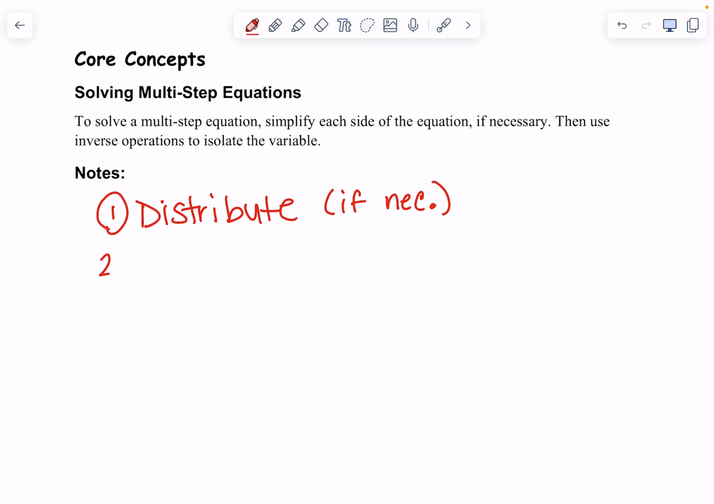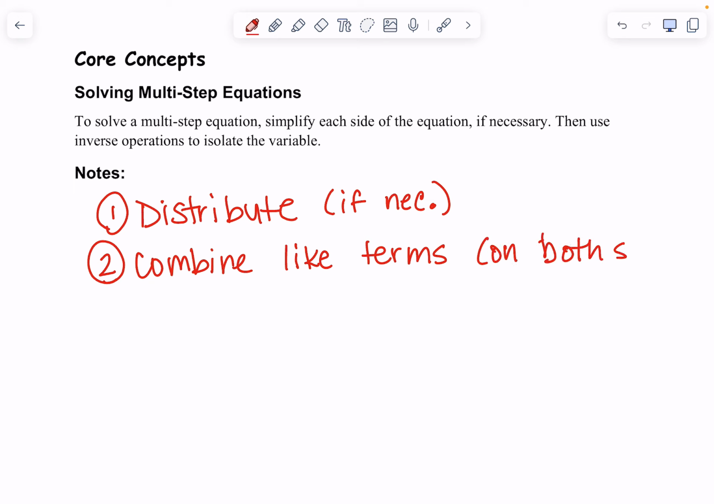It is possible that we need to combine like terms. It might not need to happen, but we need to be on the lookout for it. Because if we have like terms on the left side, we need to combine them. If we have like terms on the right side, we need to combine them.